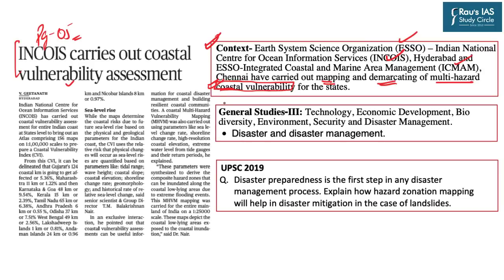But next, first we will try to link this particular topic from the UPSC scheme of syllabus point of view. This topic falls under the General Studies paper 3 in the section of disaster management and the micro section which again repeats itself, the disaster and the disaster management. And the theme of this topic has been repeatedly asked in previous years also. For example, I have taken just one simple question as a reference from the UPSC 2019 mains. The question asked that disaster preparedness is the first step in any disaster management process. Explain how hazard zonation mapping will help in disaster mitigation in the case of landslides.